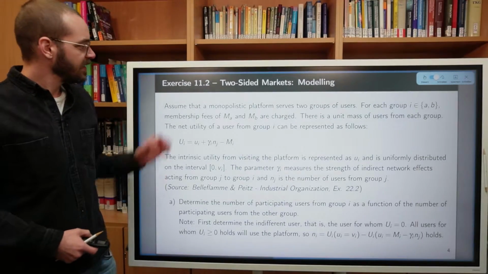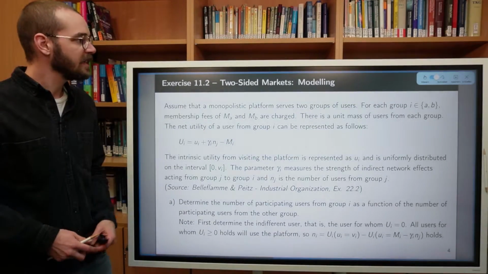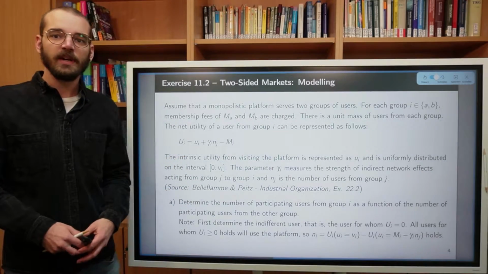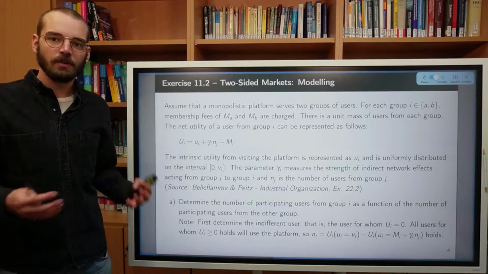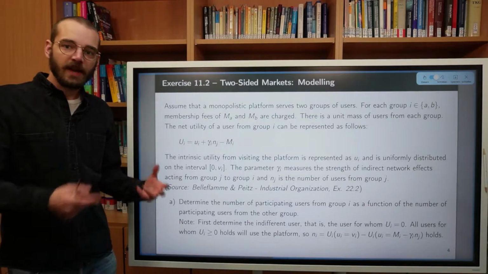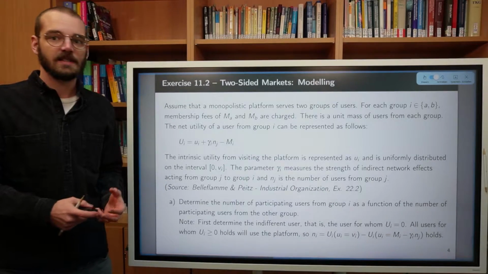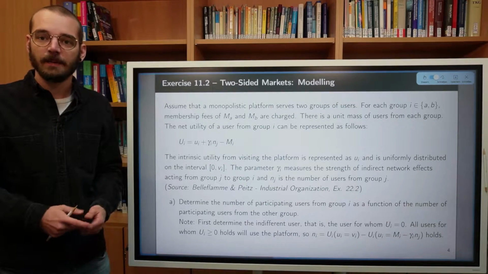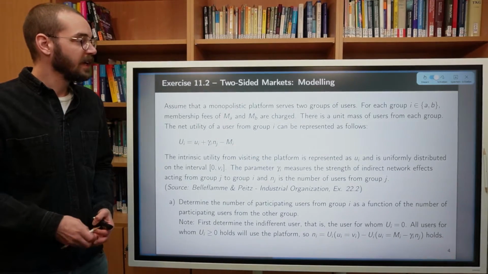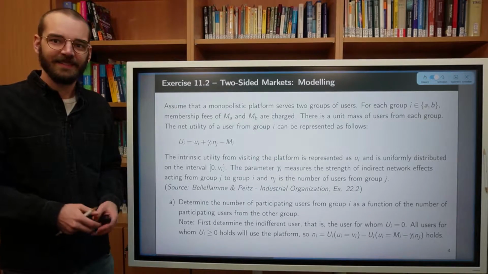This video will cover exercise 11.2, so the second exercise of the 11th assignment on the topic of two-sided markets. In this exercise we are going to discuss an actual model of a two-sided market. In the previous exercise we were describing two-sided markets, and we were defining some general concepts that we need in order to discuss models like these. And now we are going to have an actual model that we will analyze and find equilibria in, right?